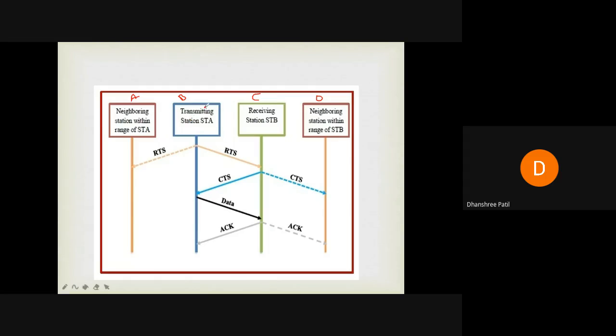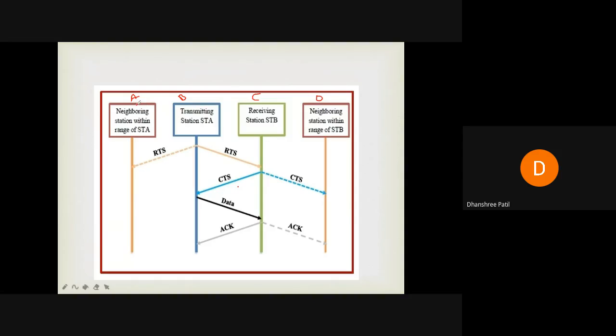Now suppose B wants to transmit the data. So what it will do? It will transmit a signal, and it is called an RTS. RTS stands for request to send frame. Okay, request to send frame. So it is one type of frame. So if station B wants to send a frame, it will transmit an RTS frame to the nearby stations.